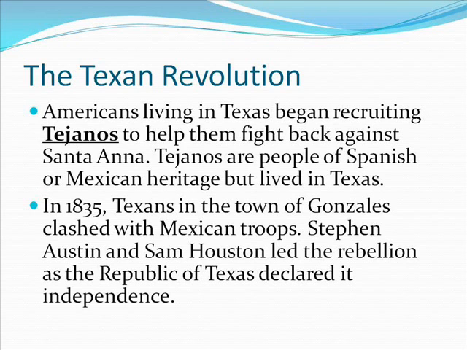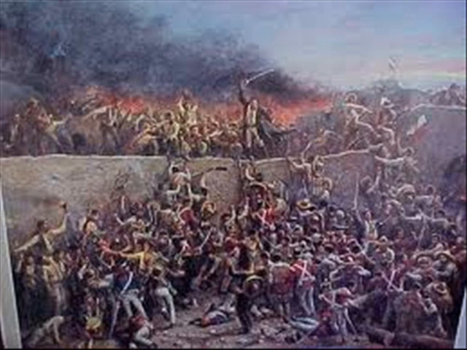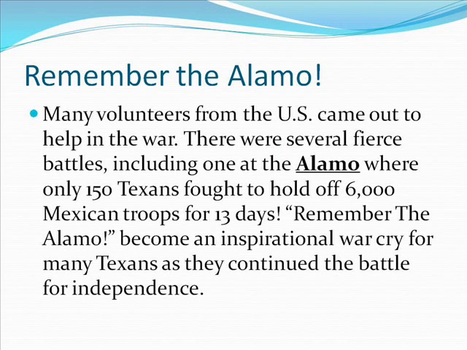In 1835, Texans in the town of Gonzales clash with Mexican troops. Stephen Austin and Sam Houston lead the rebellion as the Republic of Texas declares its independence from the Republic of Mexico. Now, once Americans in the United States begin hearing about the Texas Revolution, they begin running by the thousands to Texas to try to help them win their revolution against Mexico and become their own country.